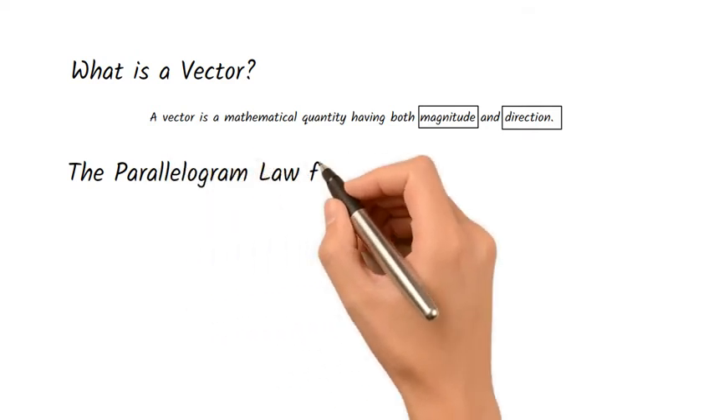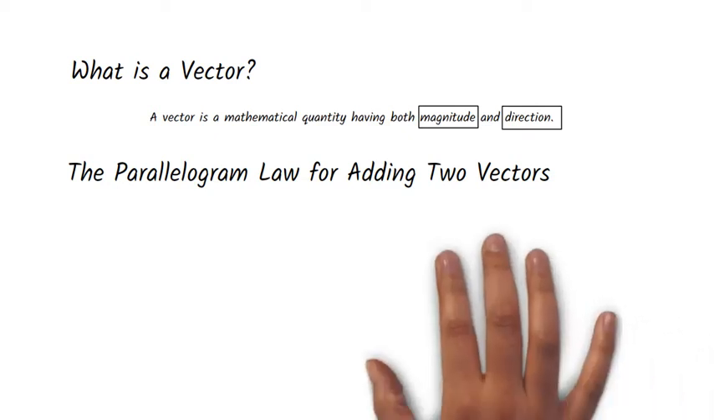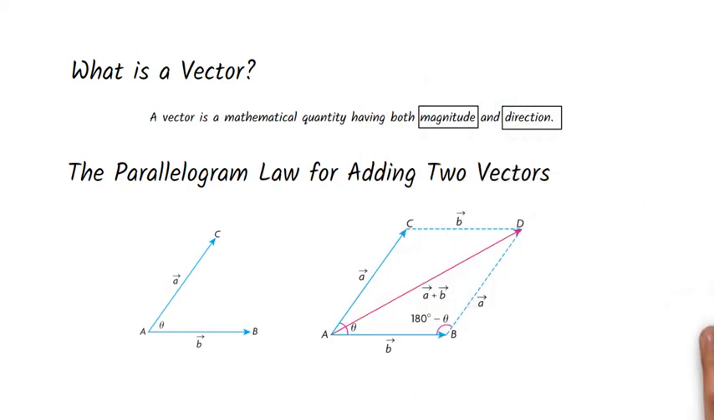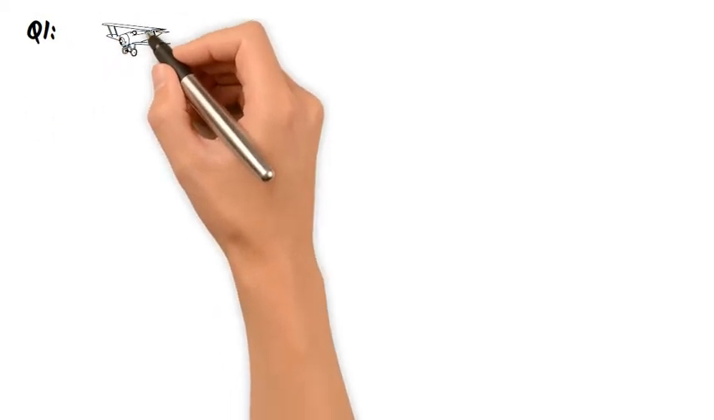To do the addition for two vectors, we will apply the parallelogram law. Here we have vector A and vector B. Their summation will be the direction and magnitude, shown as the red vector. Now, let's see the first example together.